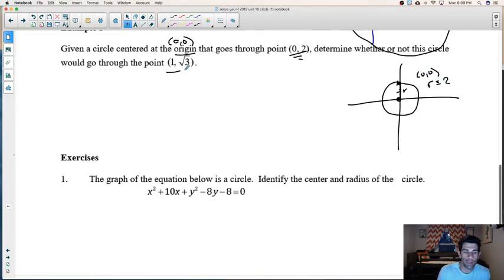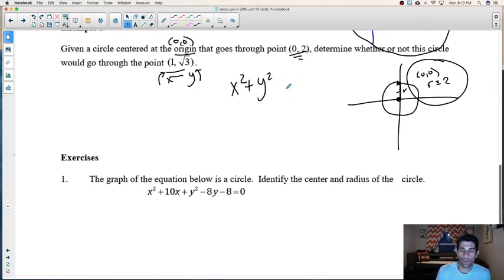Now I want to know, is the point (1, √3) in there? So what you would do is you'd want to substitute that into the equation and see if it works. So create an equation using those numbers. Since I'm at the origin, I'm x squared plus y squared, and the radius is 2. So there's the equation. Now substitute it in.